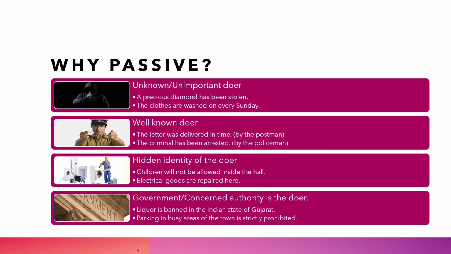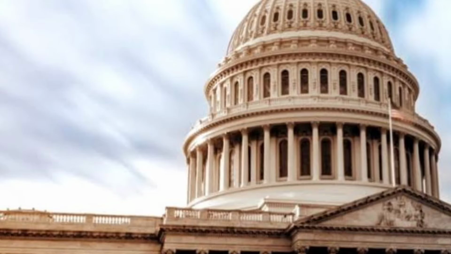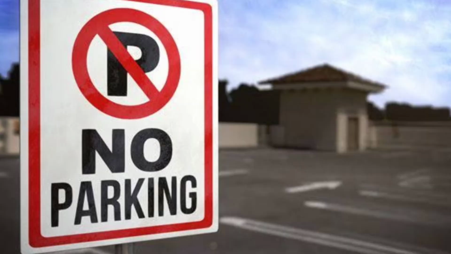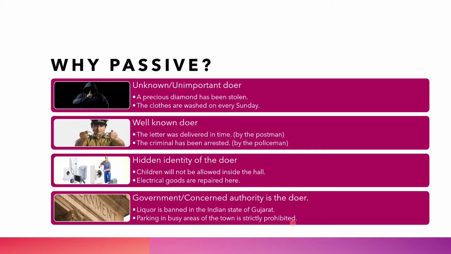For example, electrical goods are repaired here. Whoever repairs it, that's not the question. Whether electrical goods are repaired there or not, that's the question. Okay. So in some cases, the government or concerned authorities are understood to be the doer. For example, you can see liquor is banned in the Indian state of Gujarat. By whom? Of course, by the Gujarat government. Parking in busy areas of the town is strictly prohibited. By whom? Of course, by people who are concerned, maybe the mayor of the city.